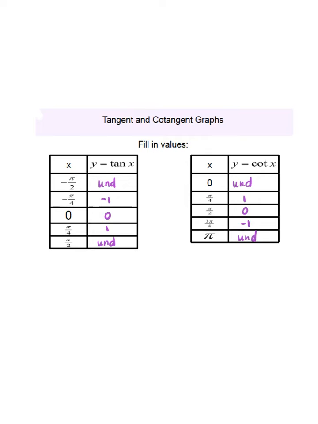So this is what you should have. At negative pi over 2, remember tangent's y over x. Y over x here is undefined. At negative pi over 2, y is negative 1 and x is 0. And you should get these values. Cotangent is x over y, and the values are here. Get those from your unit circle.